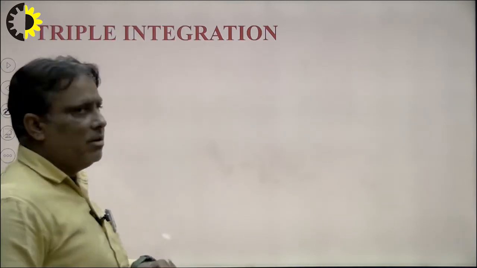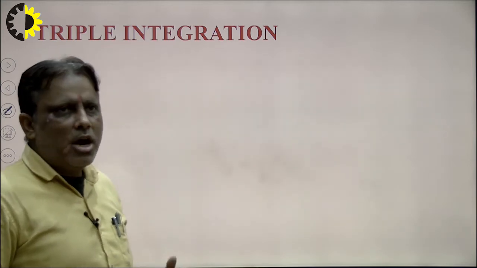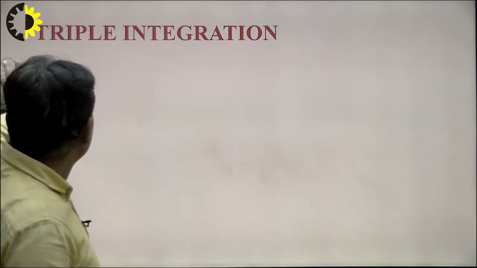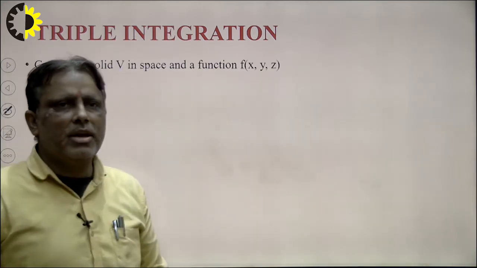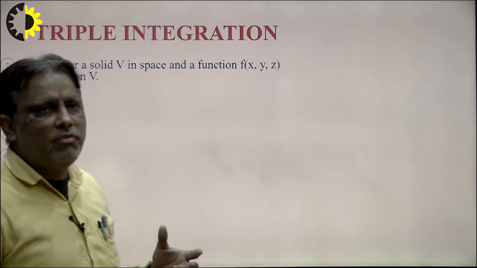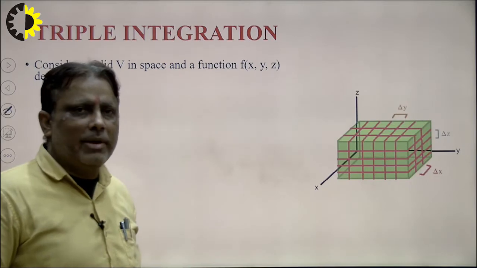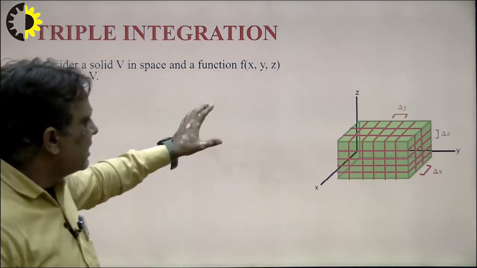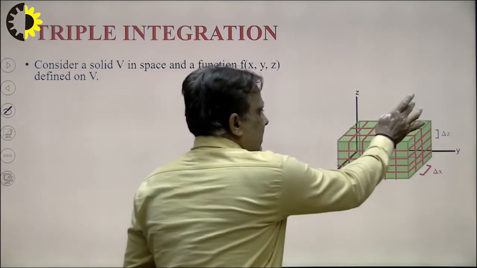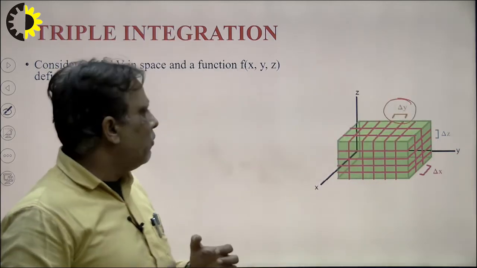In this lecture we elaborate triple integration, how to get the limits of triple integration, and what its role is. Consider a solid V in space and a function f(x, y, z). Triple integration means we have a function of three variables x, y, z, and this is the solid in which we find the volume. Suppose this is delta y, a small length.